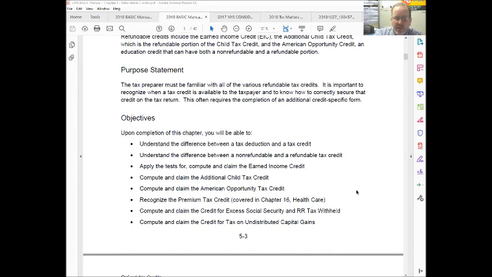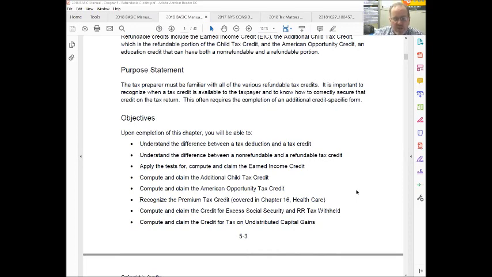refundable credits. We're going to talk about the earned income credit, okay? And we've already discussed what earned income is, thus the name earned income credit. It is not the unearned income credit. It is not just the income credit. It is the earned income credit, okay?